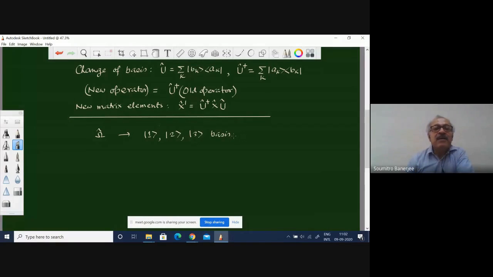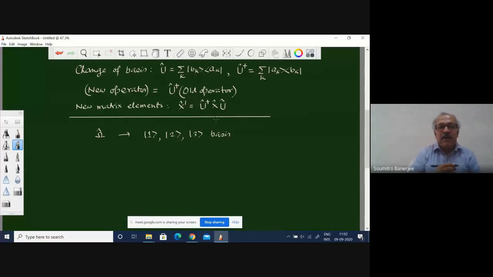then you can change the basis by defining a unitary operator like this, and its adjoint will be like that. In that case, your changed vector will be just U operated on the old vector. Any operator will be transformed this way. In that case, it is the adjoint of U which has to operate on the old operator, and the new matrix element will be given like this.